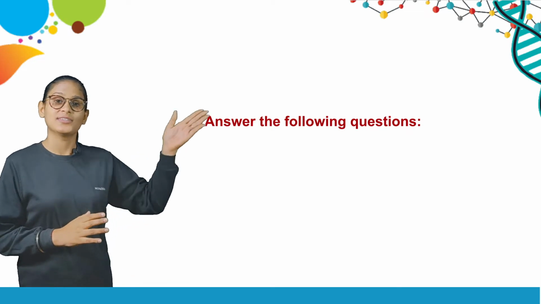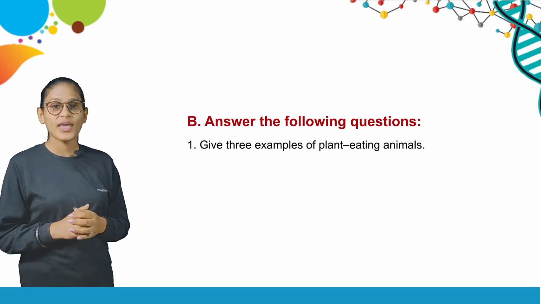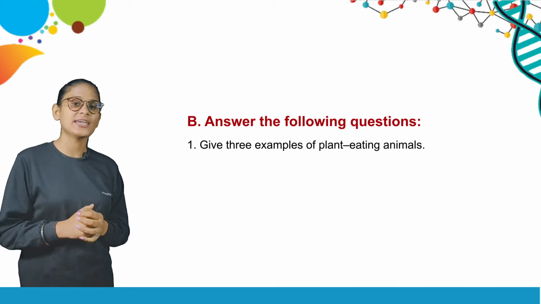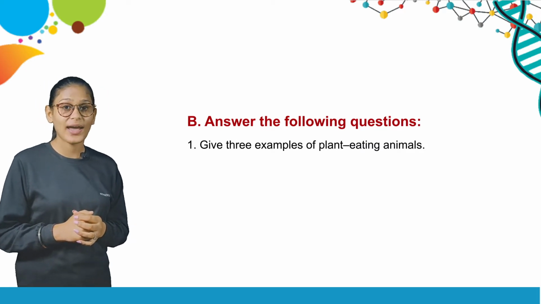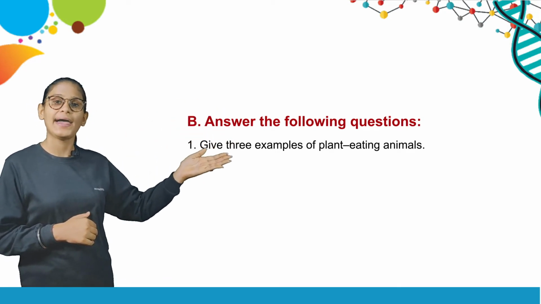B part. Answer the following questions. First question is, give 3 examples of plant-eating animals. Everyone know that? Now tell me. You can write cow, buffalo, elephant.